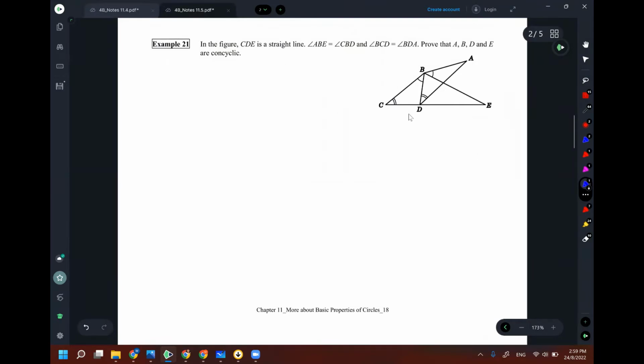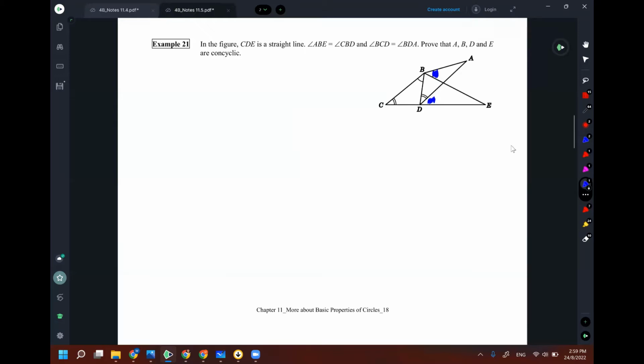In the figure, you can see a straight line and some equal angles. It's marked. These two are equal and these two are equal. Prove that A, B, D, E are concyclic. Now we have 3 tests for cyclic quadrilaterals. Here I'm going to use test 3. I'm going to focus on this angle and this angle. And I'm going to prove they're equal angles.